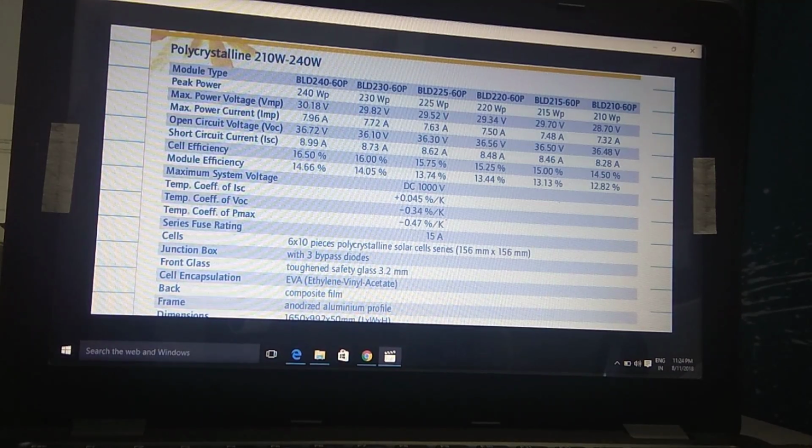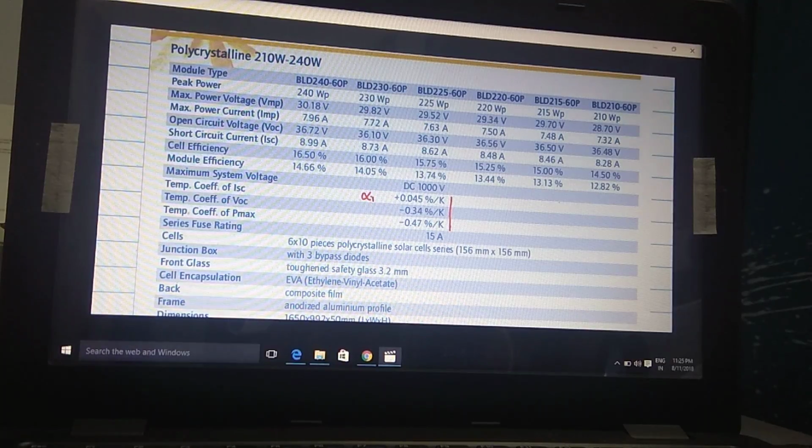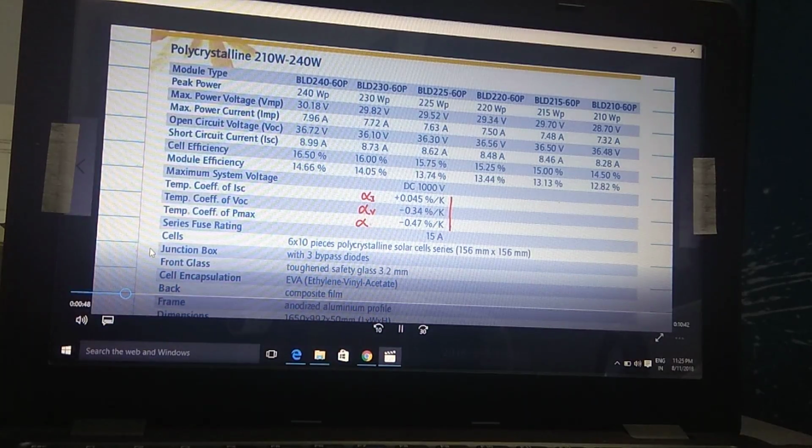Let us try to understand the temperature coefficients better by doing some examples. But before that, let us name the variables. The temperature coefficient of ISC, we will call that alpha I. The temperature coefficient of VOC, we will call alpha V. And the temperature coefficient of peak power as alpha P.